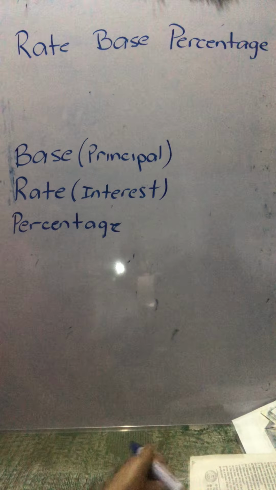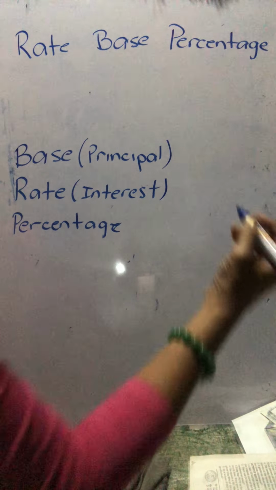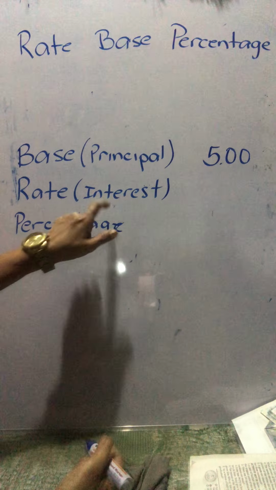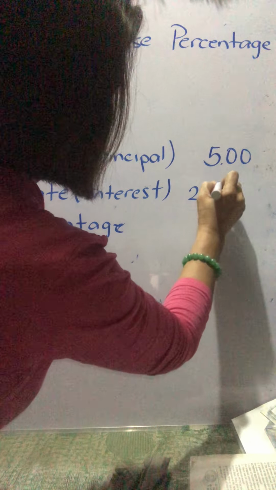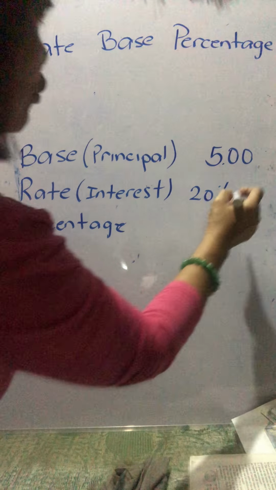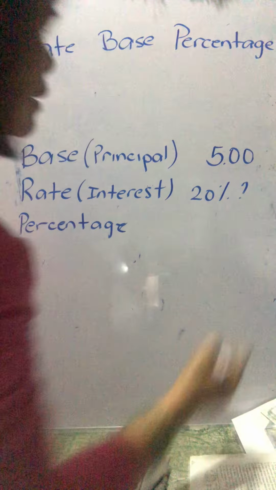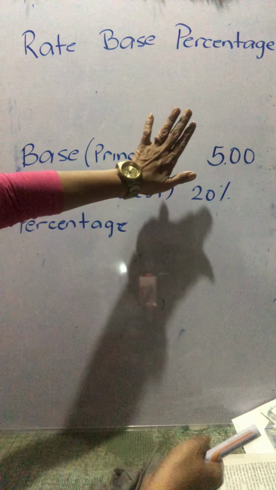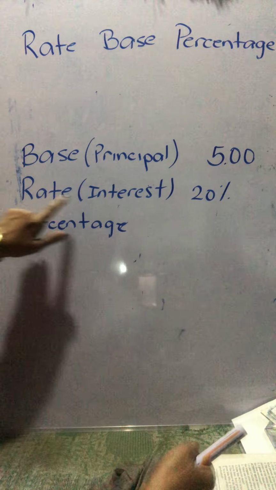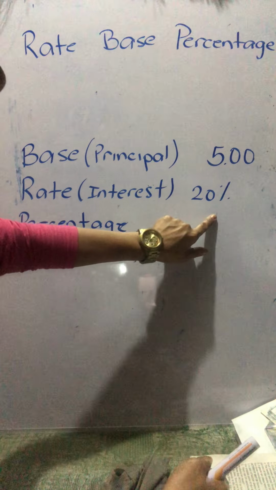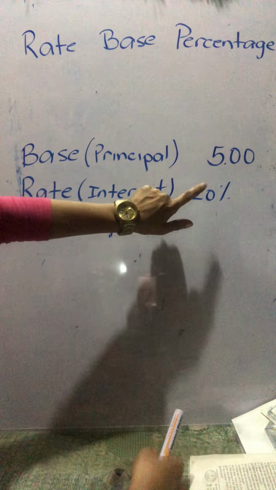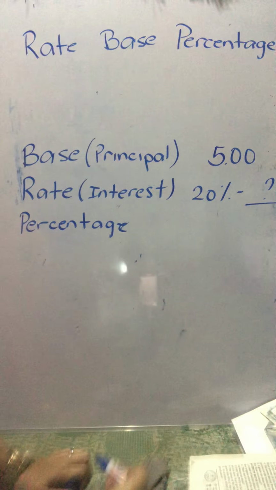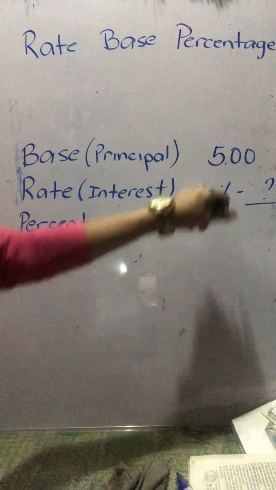Let's say I borrow 5 pesos from you. So the principal is 5 pesos, and the interest is 20%. How much is this 20%? He borrowed 5 pesos, and the rate is 20%. How much is this 20%? That is what we are going to look for now. The question is, how much is 20% of 5 pesos?